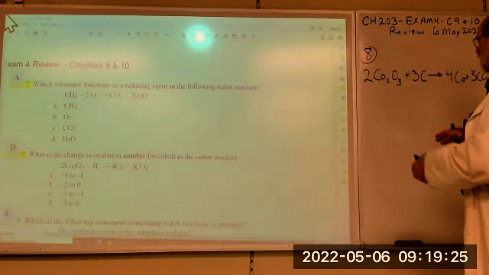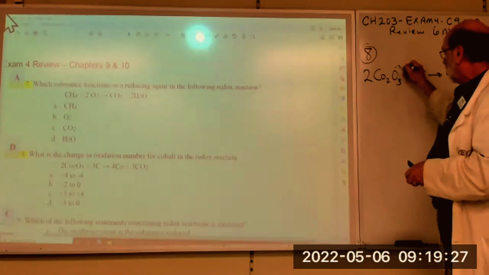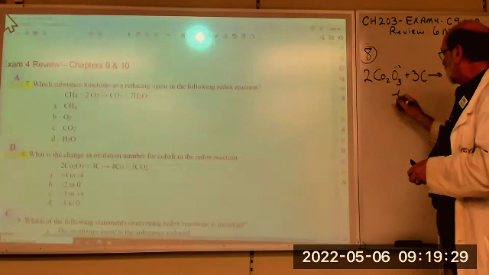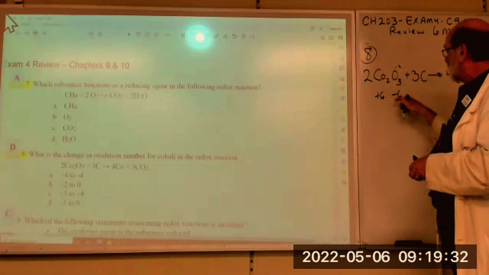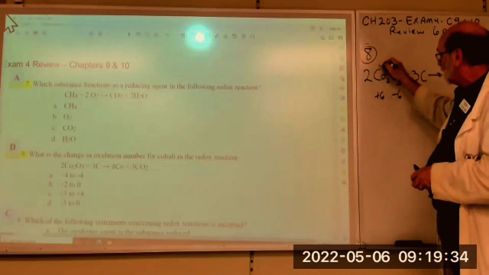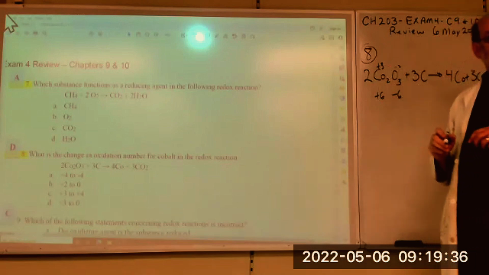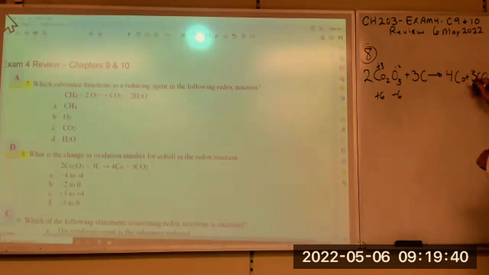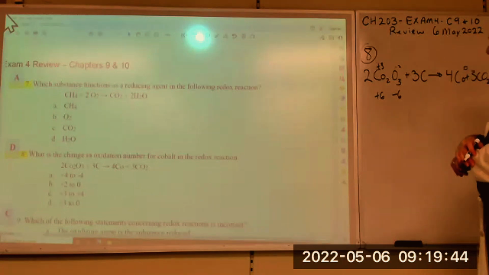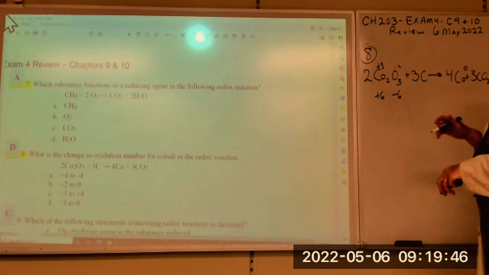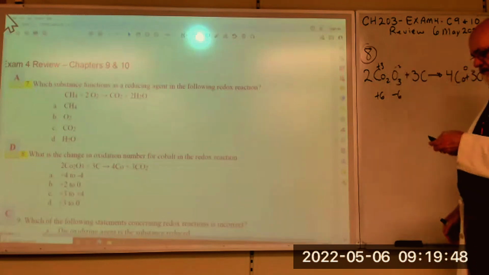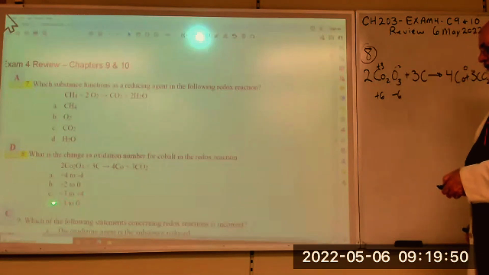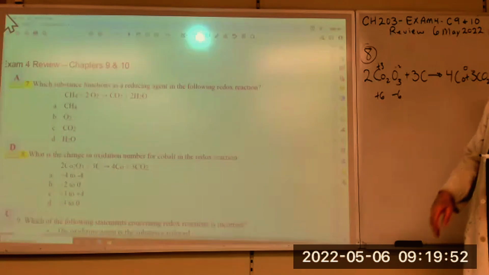So we just look at the cobalt, right? -2 for oxygen, -6 here. That means +6 balanced with this cobalt, which means each one has to be +3. On this side, cobalt is an element, so it's 0. So the change in oxidation number goes from +3 to 0, right there. Okay.